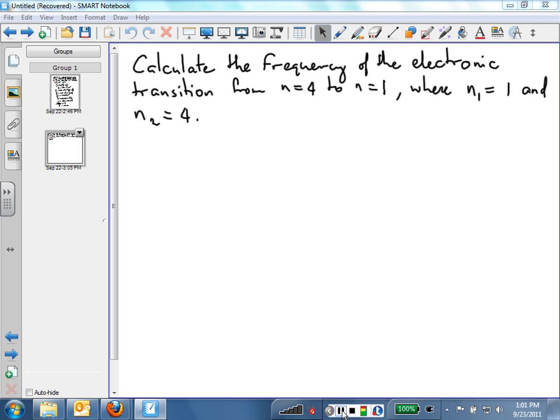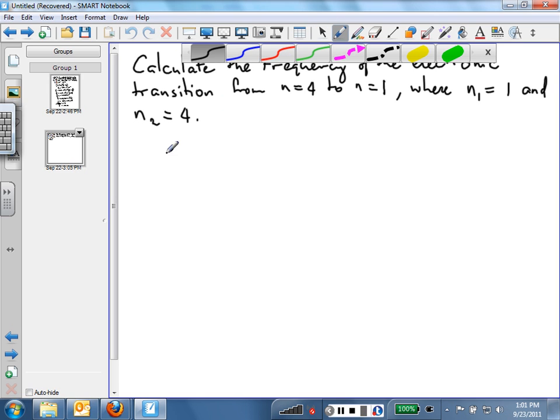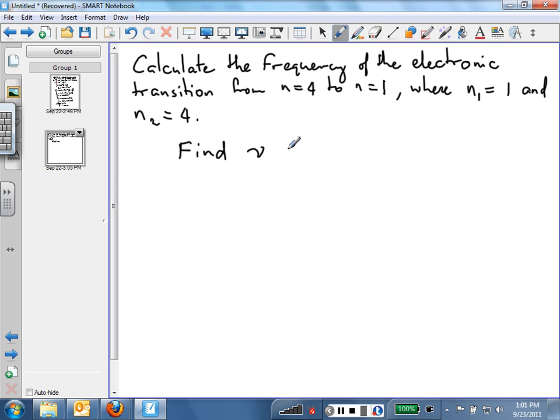First, we identify what is asked for. We have to find frequency. Then we list the relevant information that is available to us: n1 equals 1 and n2 equals 4. Finally, we try to find an equation that will allow us to solve the problem.